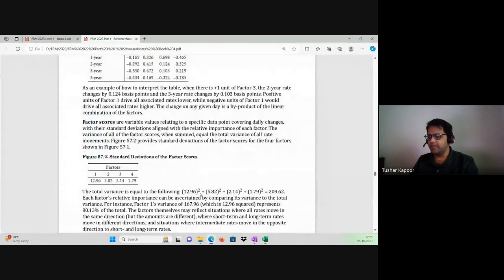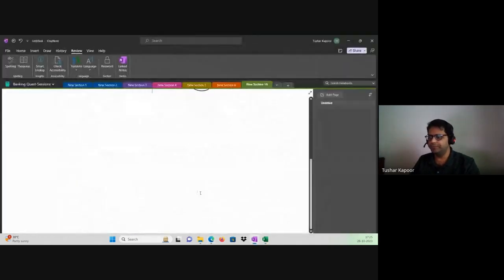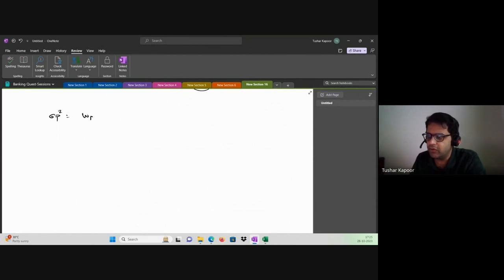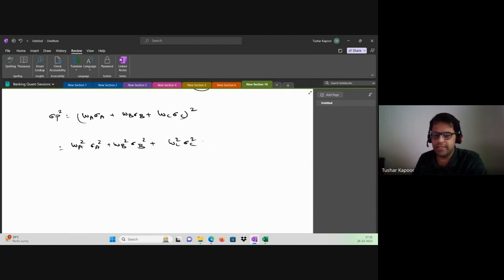Now, let me explain this a little bit more. How do you calculate the variance of a portfolio if there are three factors? Of course, there is weight of A, standard deviation A, plus weight of B, standard deviation B, plus weight of C, standard deviation C, and whole square. This is what I'm talking about: weight of A square, standard deviation A square, weight of B square, standard deviation B square, weight of C square, standard deviation C square. This part is common.